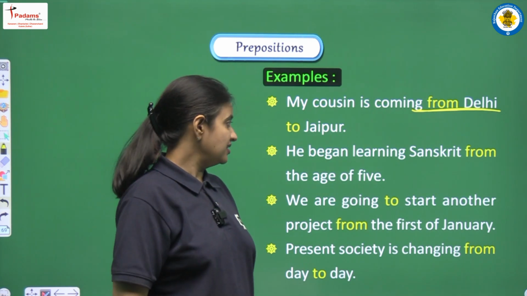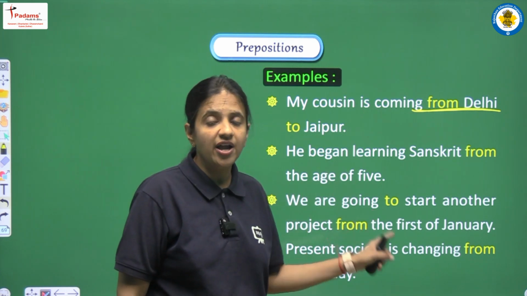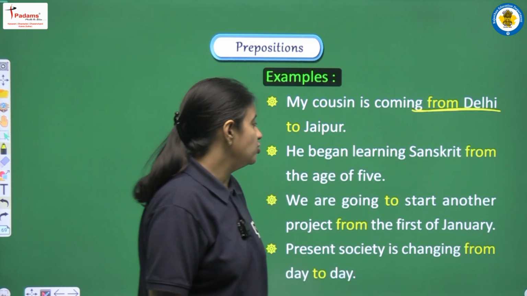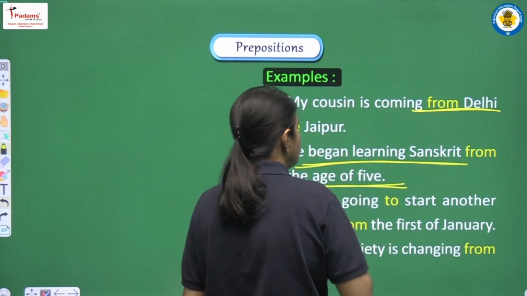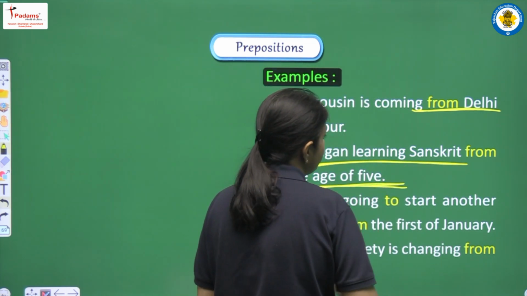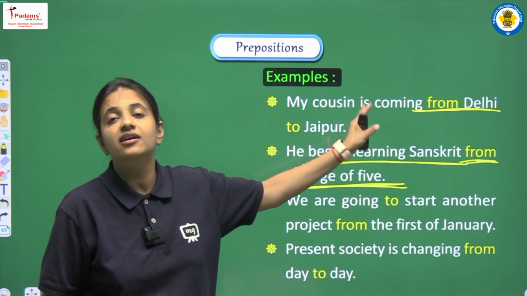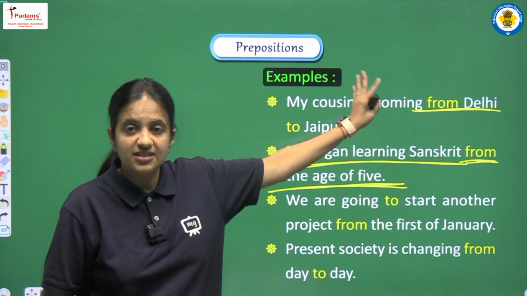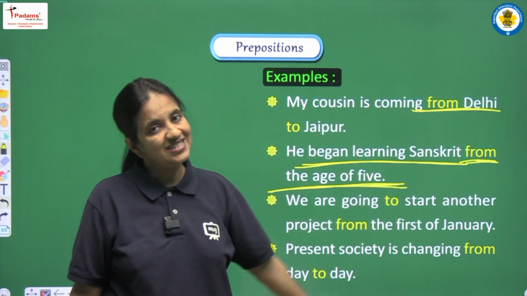Okay. Next is: he began learning Sanskrit from the age of 5. Here we are saying that the beginning of learning Sanskrit happened at the age of 5. So at the age of 5 was the starting point when he started learning Sanskrit, right? So this is the starting point and this is the reason we are having from here in this sentence.